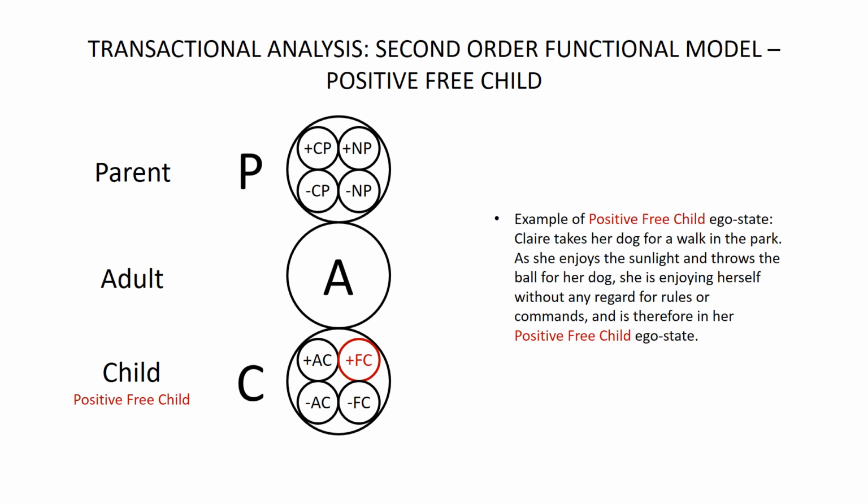As an example of this, on a day off, Claire has decided to take her dog for a walk in the park. As she enjoys the sunny day and throws a ball for her dog to fetch, she is having a good time without any regard to parent figure rules or commands. She is in her positive free child ego state.